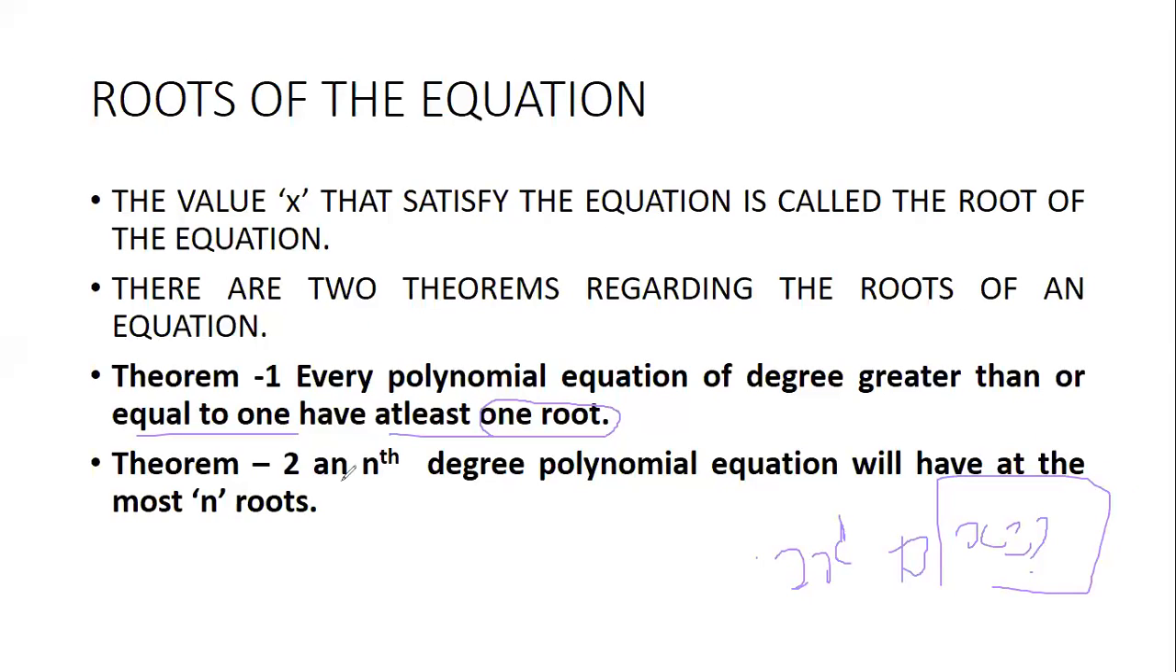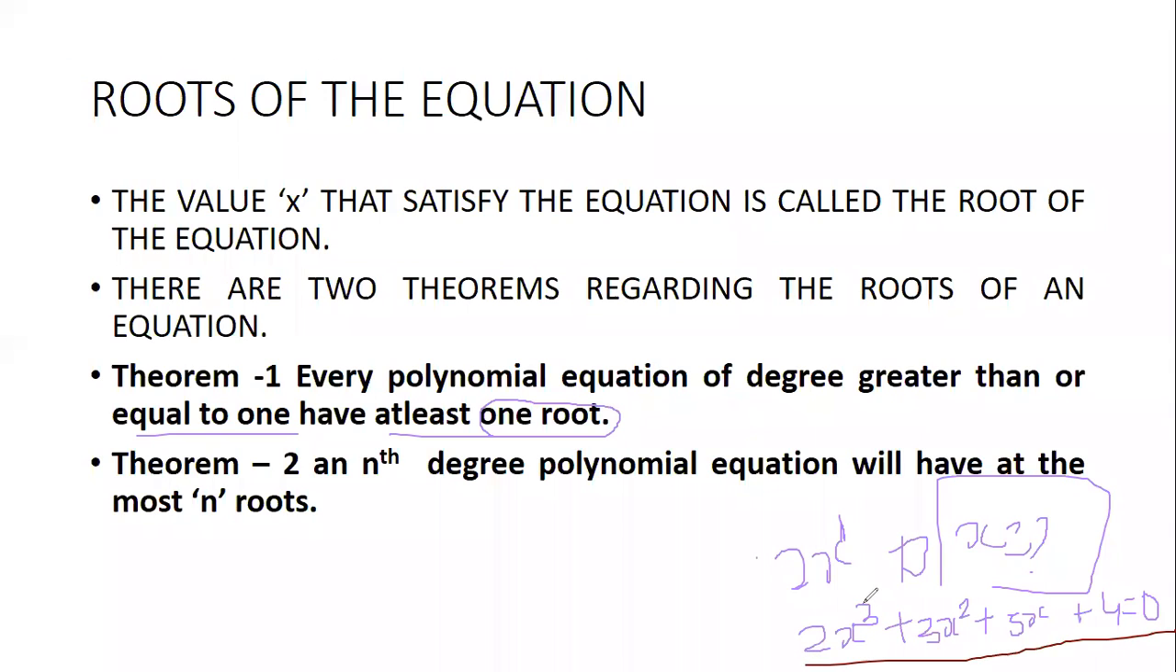Next, an nth degree polynomial equation will have at the most n roots. So an nth degree polynomial equation, that is nothing but, let's say 2x cube plus, let's say, 3x square plus 5x plus 4 is equal to 0. This is another equation.